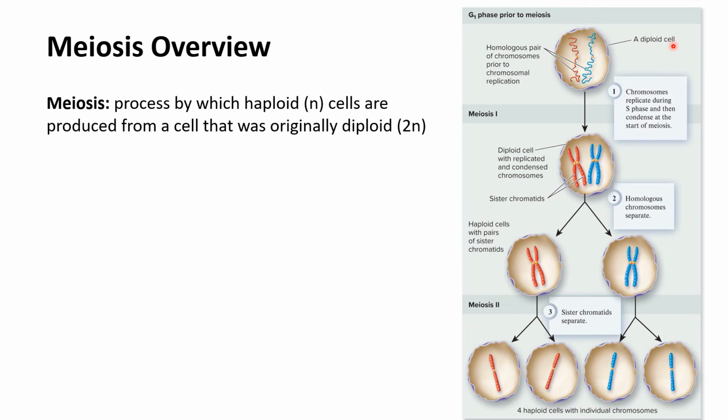So starting out with the diploid cell, we copy the DNA in the S phase, and now we have two homologous chromosomes with sister chromatids. Really, this is no different than what happens in mitosis so far. So we start out here with a diploid cell, sister chromatids. Now, where it is a little bit different is that we are going to separate the homologous pairs of chromosomes.